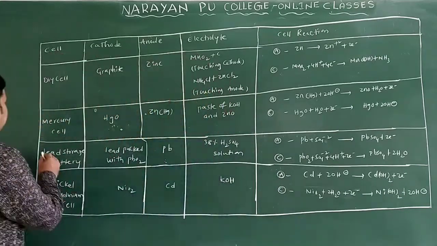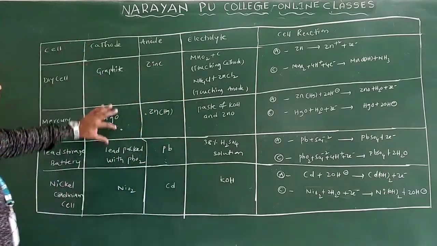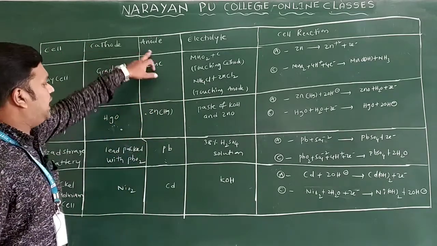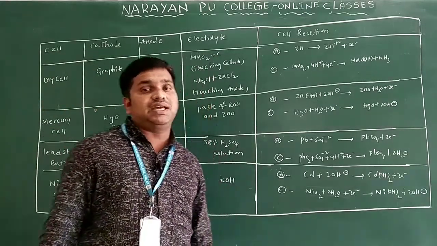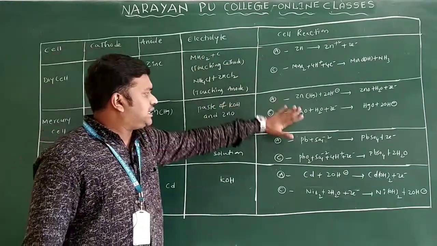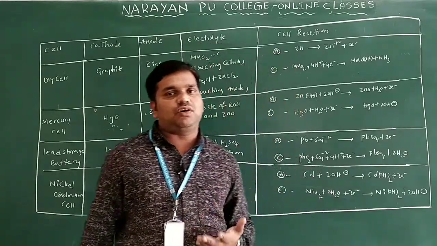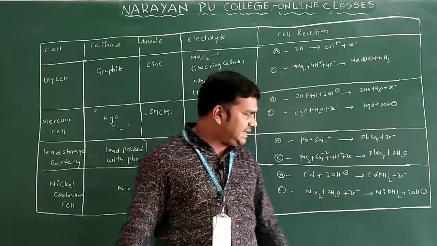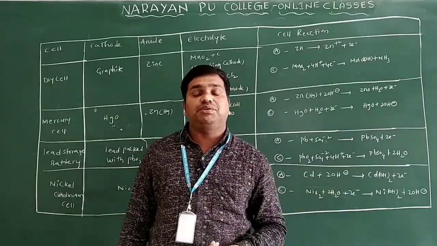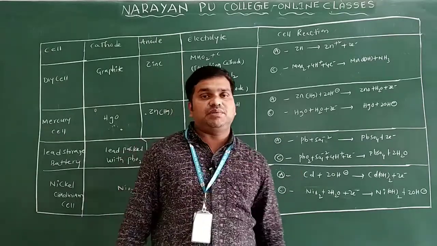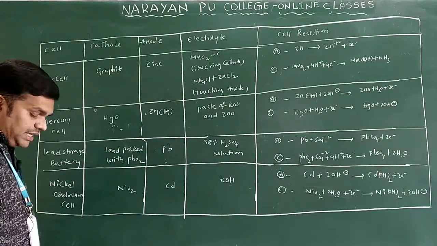Okay, and the next one we have is the lead storage battery. The lead storage battery is an example of a secondary cell. What is the cathode here? Lead packed with PbO2, and the anode is lead only. What is the electrolyte here? A 38% sulfuric acid solution acts as the electrolyte. You can see the reactions at cathode and anode. At the anode, lead combines with SO4 2- ions and forms PbSO4 by loss of 2 electrons. At the cathode, PbO2 combines with SO4 2- and H+ ions and forms PbSO4. So these are the reactions that take place in the lead storage battery.